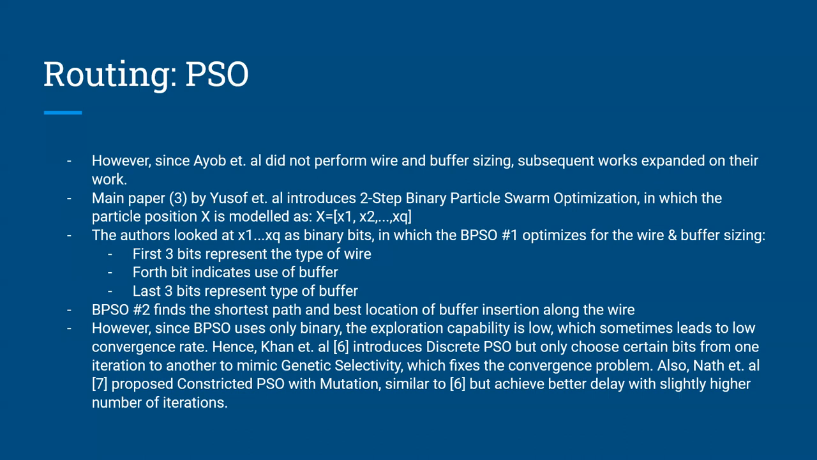However, since BPSO uses only binary, the exploration capability is low, which sometimes leads to a low convergence rate. Hence, Khan et al. introduced discrete PSO, but only choose certain bits from one iteration to another to mimic a sort of genetic selectivity, which is a type of mutation which fixes the convergence problems, although it would take more time. Also, Nath et al. propose constricted PSO with mutation, which is similar to Khan, but achieves better delay with a slightly higher number of iterations.